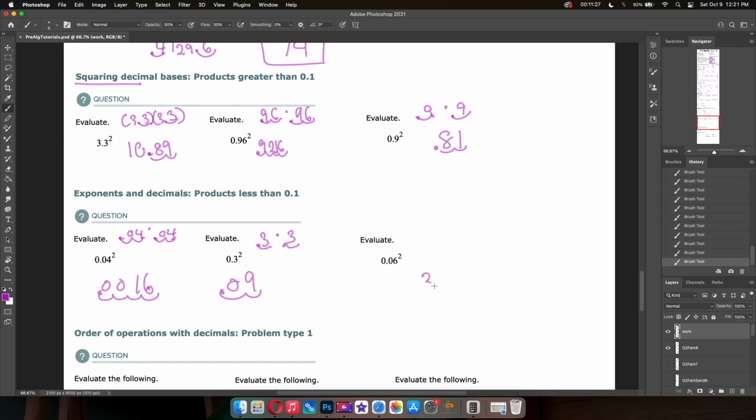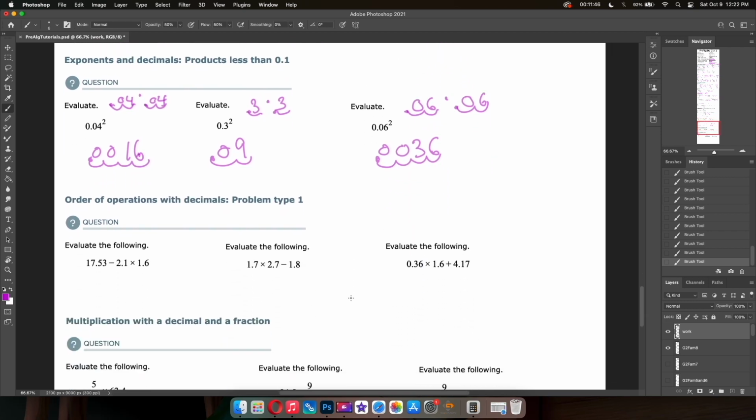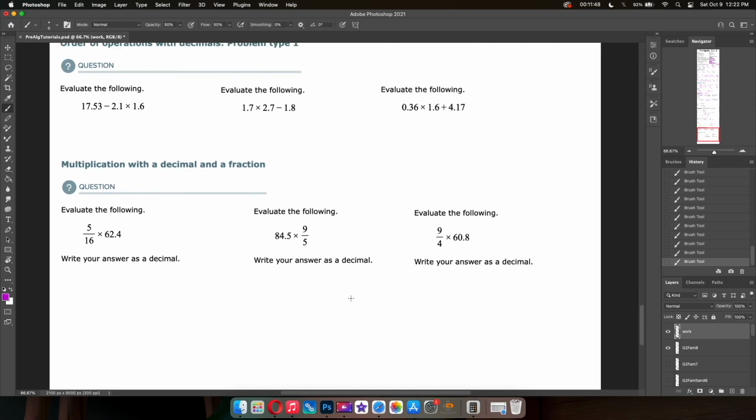6 times 6 is 36. So how many decimal places do I have to account for? I have 1, 2, 3, 4. So I move over 1, 2, 3, 4. 0.0036. Okay, we're starting to hit near the end. The end is nigh. Wait, I probably shouldn't say that.